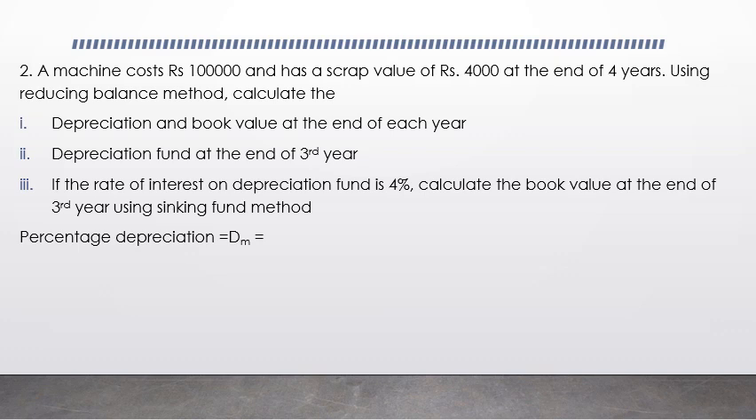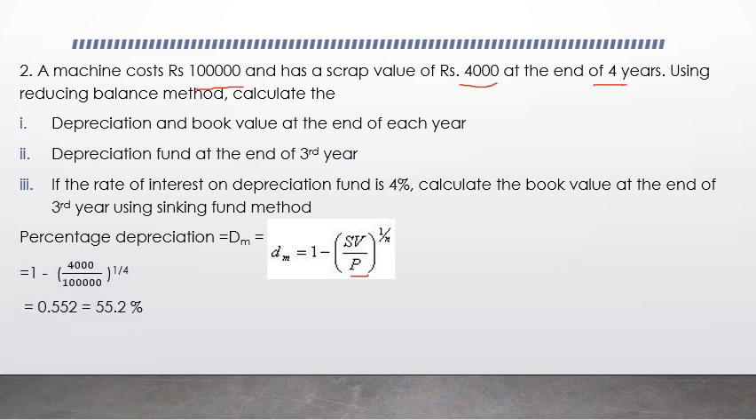First, we have to calculate what the fixed percentage is. It is given by dm is equal to 1 minus (SV divided by P) whole thing raised to 1 divided by N, where N is the total number of years. I know SV, the salvage value, is 4,000 rupees. The initial amount is 1 lakh rupees. The total number of years is 4 years. Substitute the values, you will get the answer. The fixed percentage is 55.2%. Right?